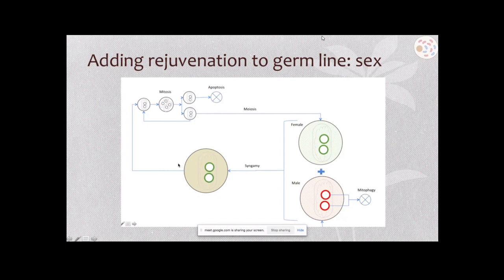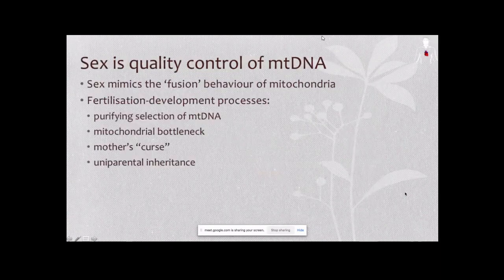But mind you, the container is fresh, but the mitochondrial DNA inside is all coming from the female side, which is what we call uniparental inheritance or maternal inheritance. And all the old mitochondrial DNA, more mutants, get destroyed via mitophagy. So sex fundamentally is a quality control mechanism as far as mitochondrial DNA is concerned.